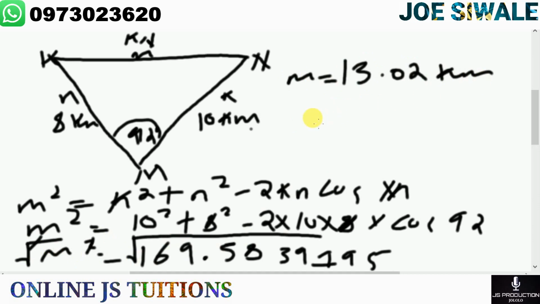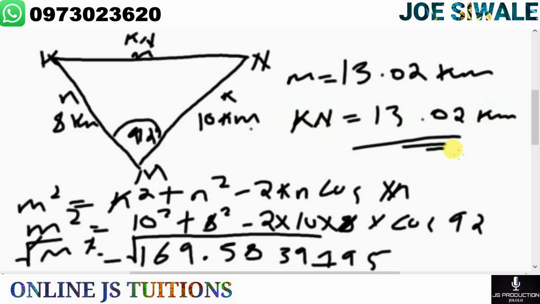So that means the length KN is equal to 13.02 kilometers. I hope you have now known how to differentiate the sine rule from the cosine rule, or the cosine rule from the sine rule. But where you still have questions, ask in the group.